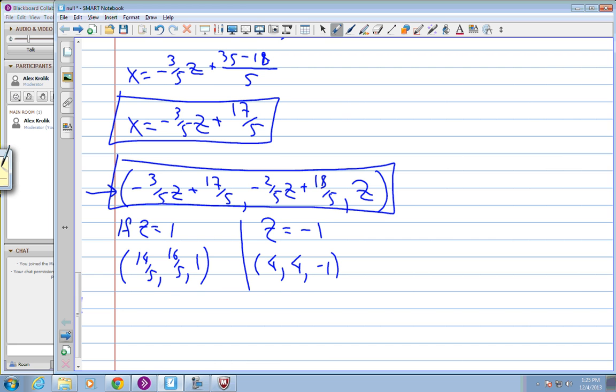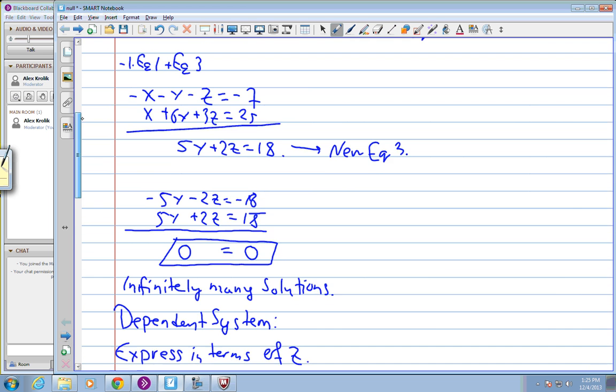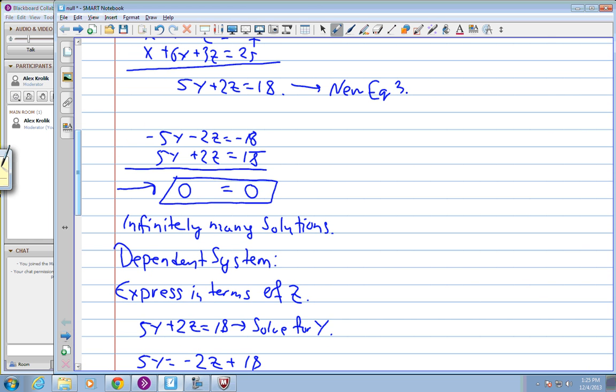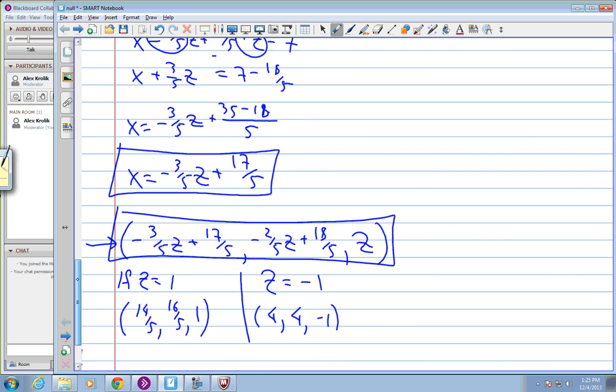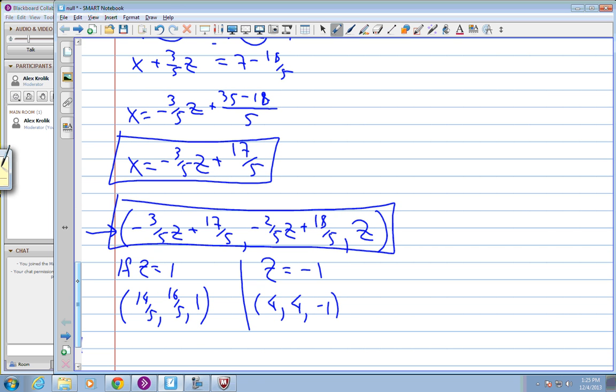But that's the idea. When you start solving a system and you get to an identity, you can always still come up with the rule that relates each solution to each other. So this statement right here generates all those infinitely many solutions.